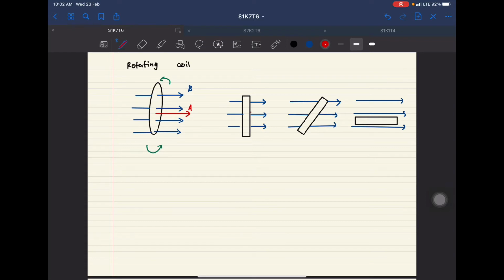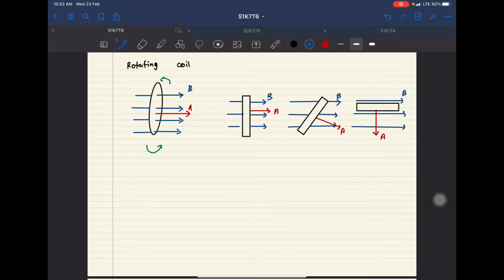Initially, they are in the same direction, A and B. Then it starts to have some angle, and then starts to have a 90 degrees there. Maybe I can bring this one over here, and I can draw this one downwards. Because there's a change in theta, it will produce an induced EMF.